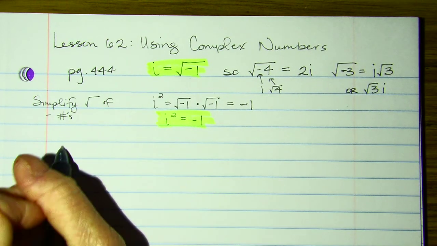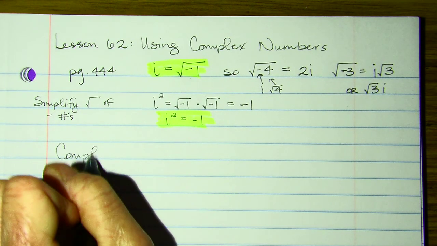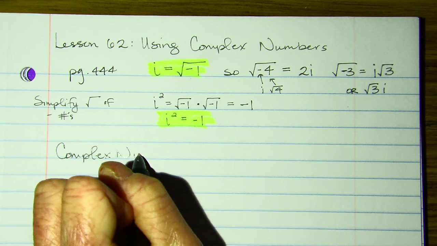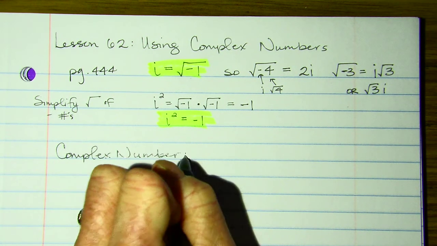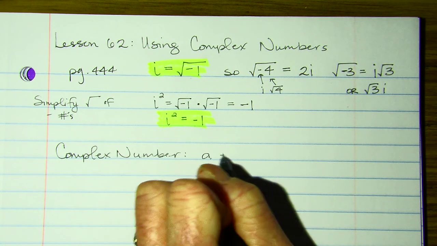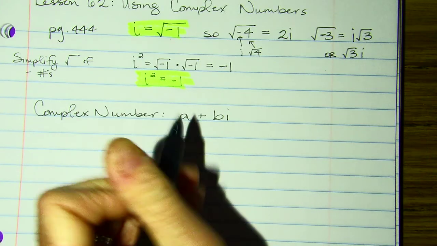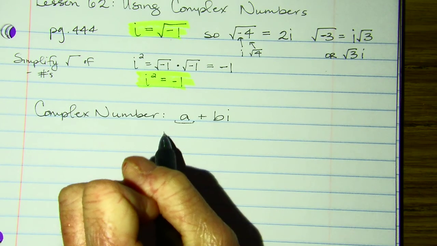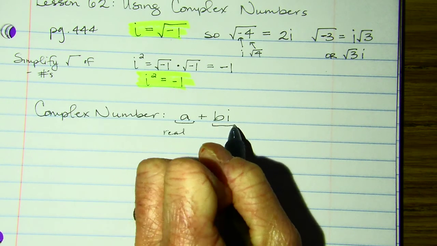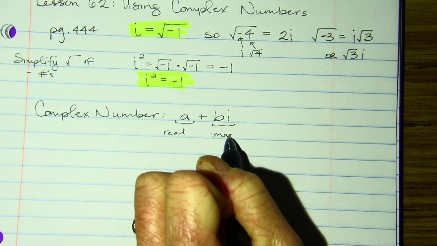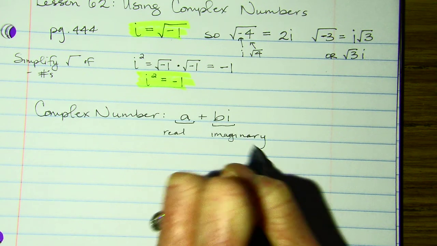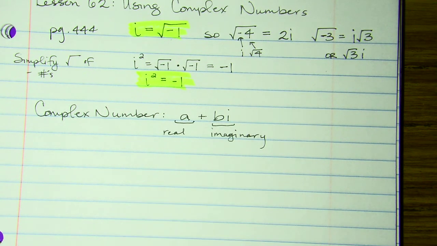Now let's go over a complex number. It must be written in the form a plus bi. So notice a is the real part and bi is your imaginary part. It's called a complex number because you have two parts, the real number and the imaginary number.